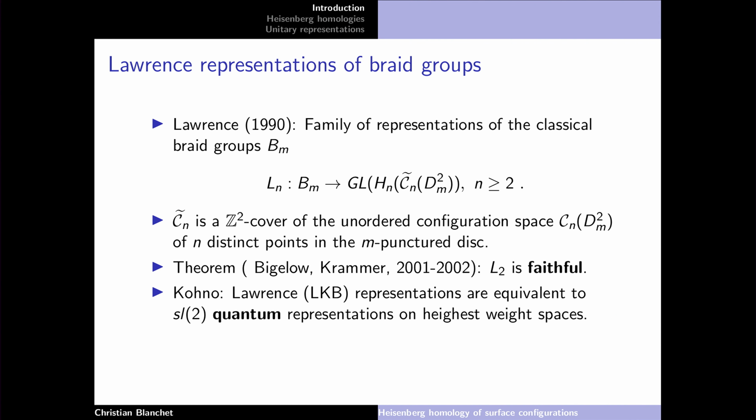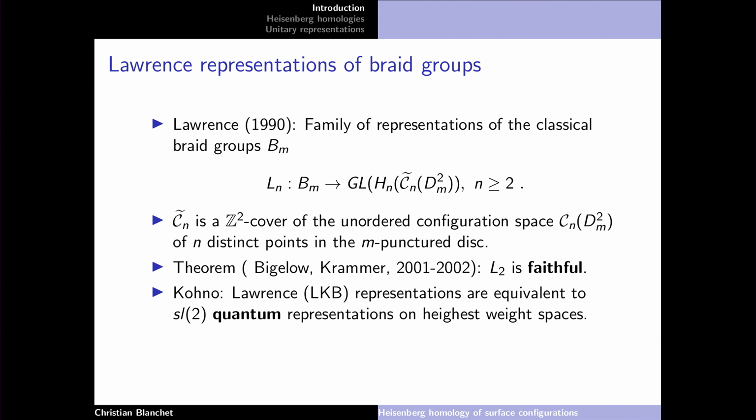And so it is known that these representations are related with quantum. Indeed, Kohno showed that this representation, whatever it is exactly, whatever are the formula, are equivalent to SL2 quantum representation on certain highest weight spaces. So you start in genus 0 for the disk with classical algebraic topology. Then you have action of the classical braid group, and you recover certain quantum stuff.